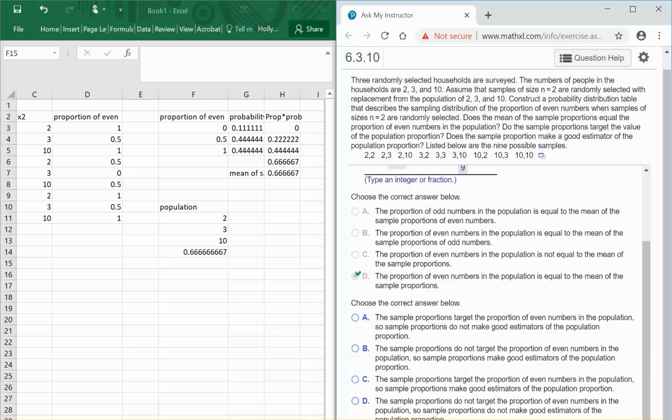They're going to ask one more question here. It says, choose the correct or the true answer below. Well, since these are equal, the sample proportions target the population proportion of even numbers. The sample proportions do make good estimators. So they target and they make good estimators. So that's C.